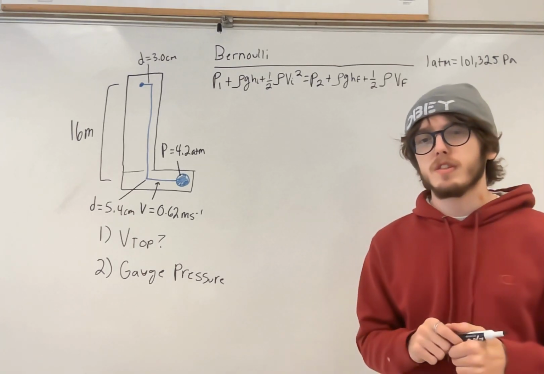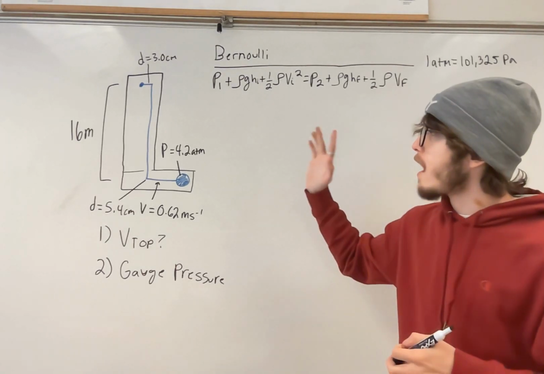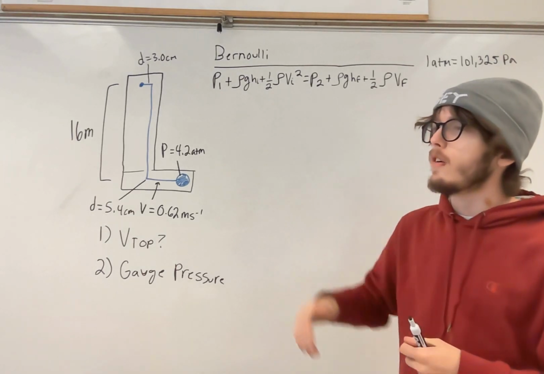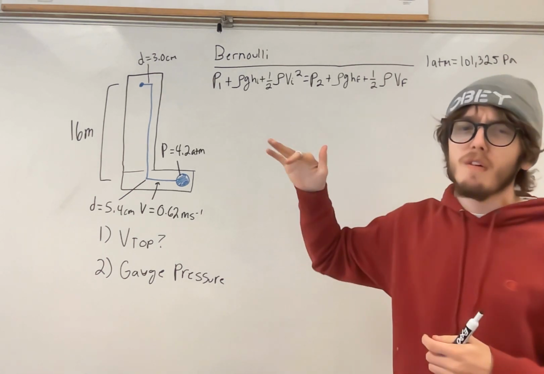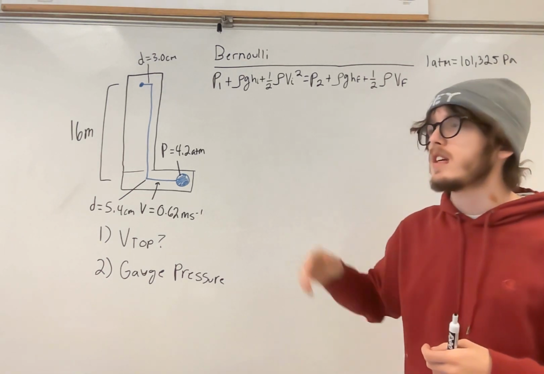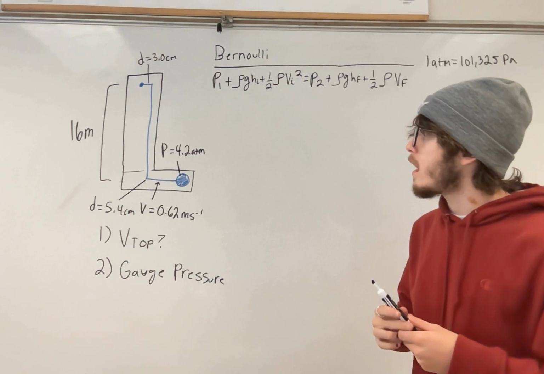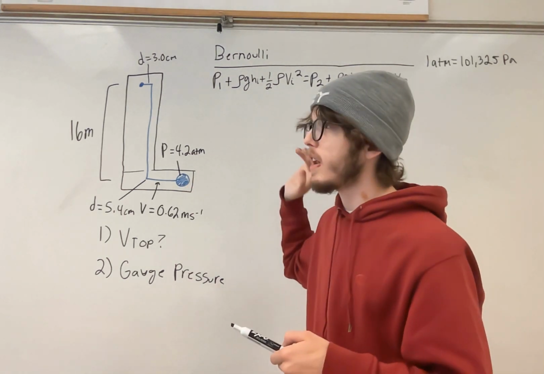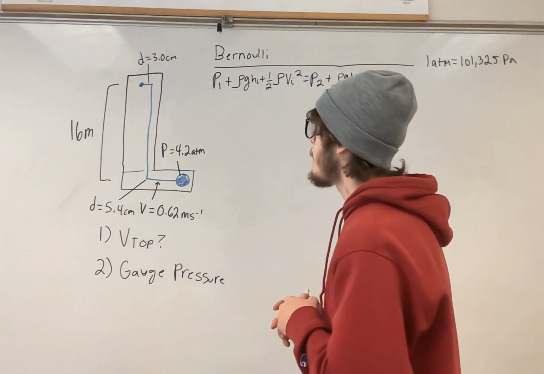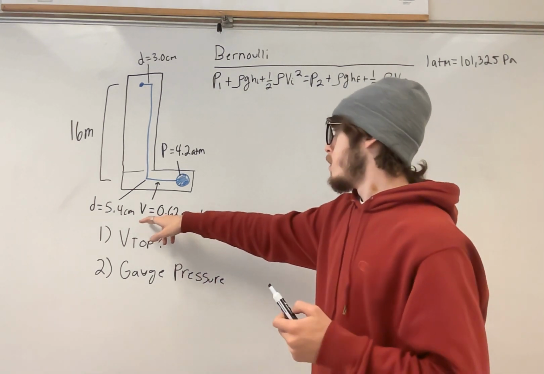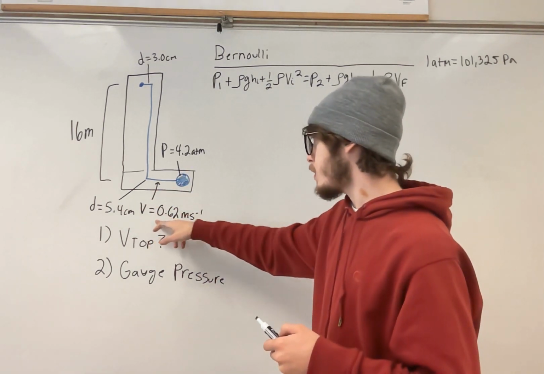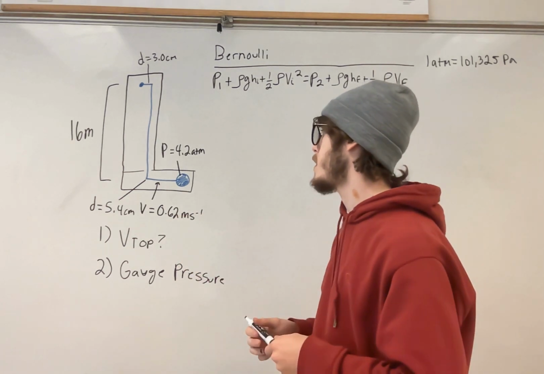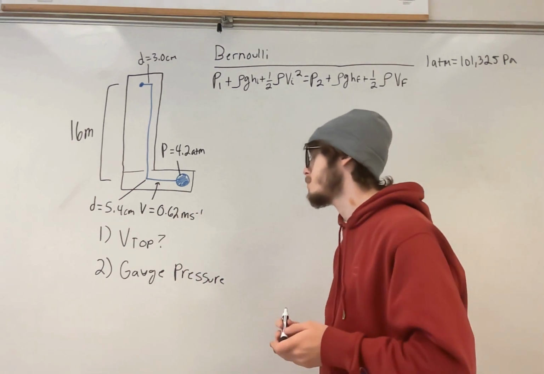Quite the beefy question we have here. We are given a building and we're told that we want to bring water to the 12th floor, which is located 16 meters above. And we're given some values here: the gauge pressure, so an external pressure being applied, of 4.2 atmospheres. And the velocity of the fluid traveling through the pipe is 0.62 meters per second.